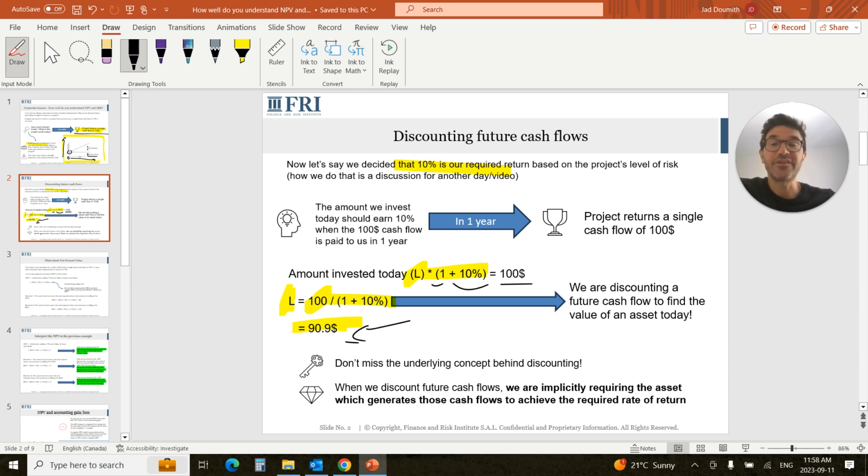This is a fundamental concept in finance, and this explains why we actually discount future cash flows to obtain a value for any instrument or project today. We should not take this concept for granted.